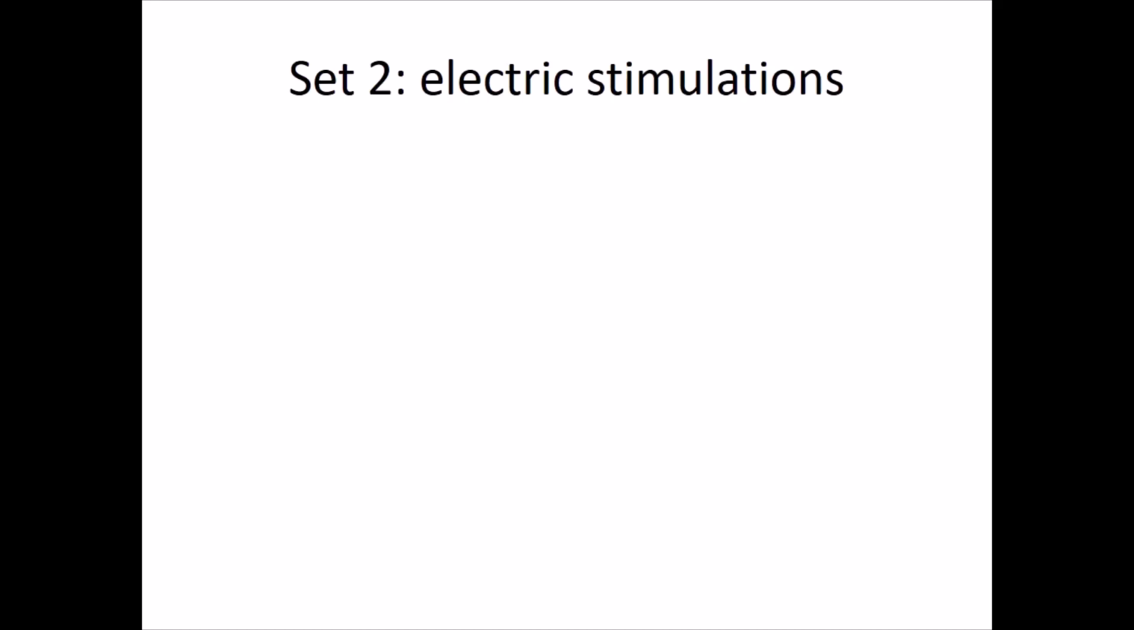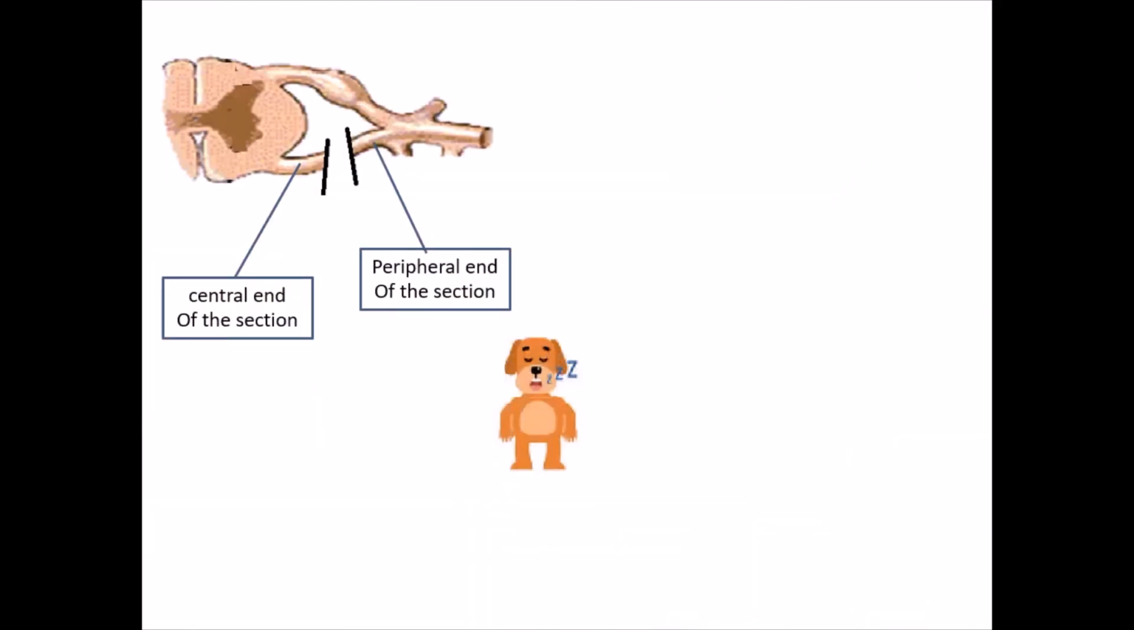Now we're going to move to the second part of the experiment, set 2. We're going to apply electric stimulations instead of the bites. So again, here we have a sectioned ventral root. This is the cut here. The dog is still sleeping here. The part which is still connected to the spinal cord is referred to as the central end of the section. The part which is at the other end, the periphery, is called the peripheral end of the section.